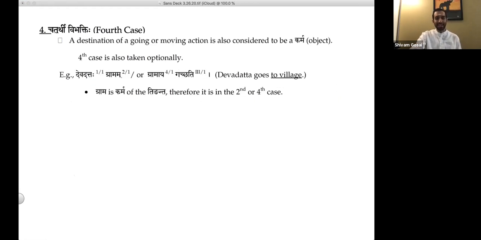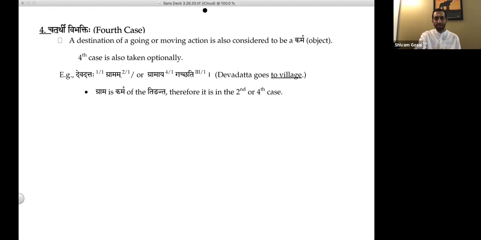Then we also saw this last time that a destination of going or moving can either be considered as a karma or it can be given the fourth case. Now, last time I said we can call it non-karaka, but let's just keep it non-karaka. I don't want to confuse anything, but the destination can also be conveyed in the fourth case, okay? So that fourth case can also be used.